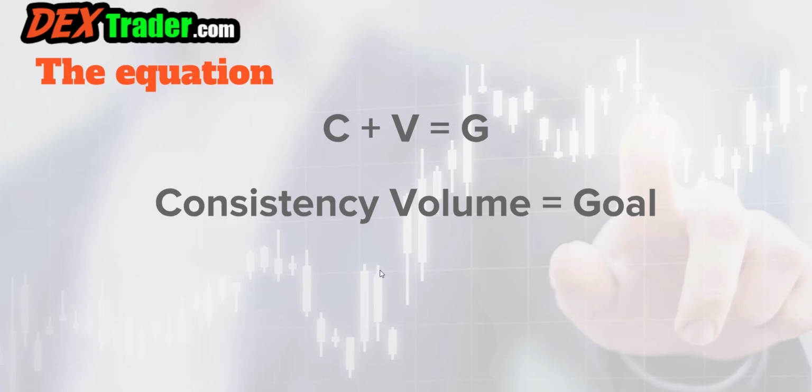Now, you've probably seen this algorithm around. If you've done any other training with me, if you've done our Nadex Ninja system or what have you, you would have seen this particular algorithm. It's C plus V equals G.